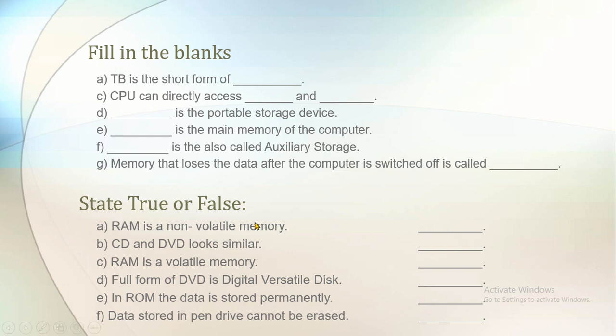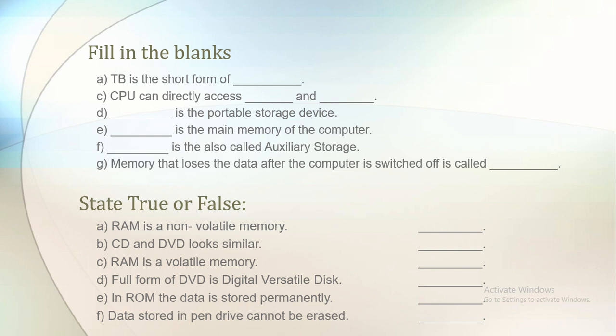Now, state true or false. You have to write here whether the statement is true or false. A. RAM is a non-volatile memory. Is it true or false? Number B. CD and DVD look similar. Is it true or false? RAM is a volatile memory. Is it true or false? Full form of DVD is Digital Versatile Disc. True or false? In ROM, the data is stored permanently. Is it true or false? Data stored in pen drive cannot be erased. Is it true or false? So you have to write here.